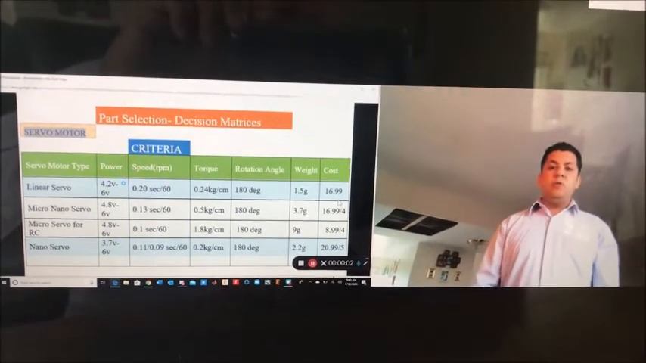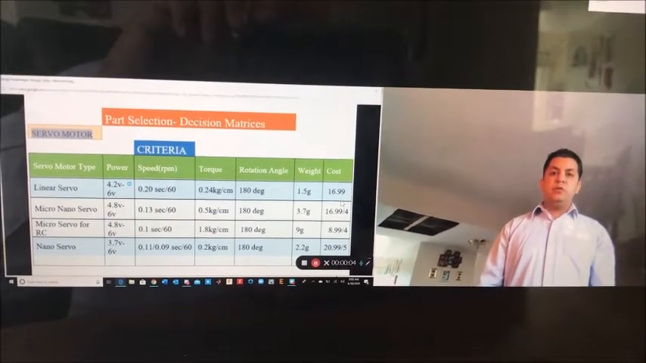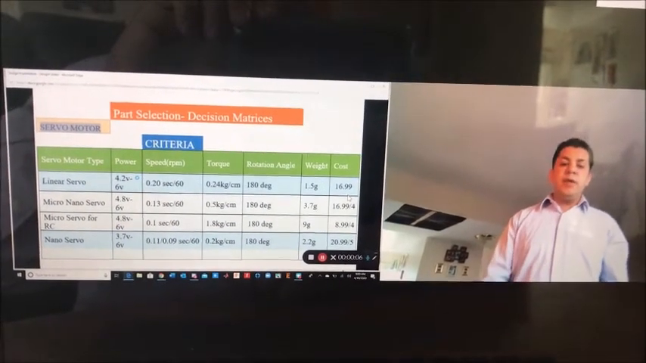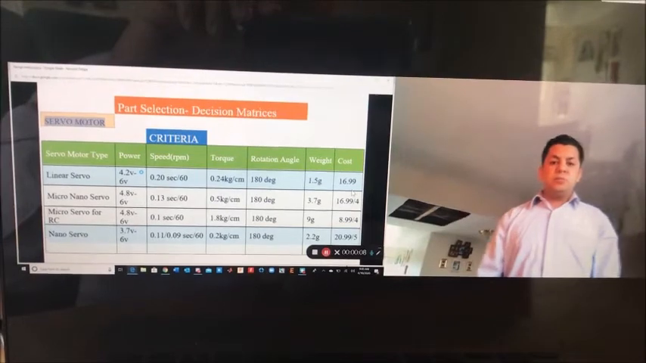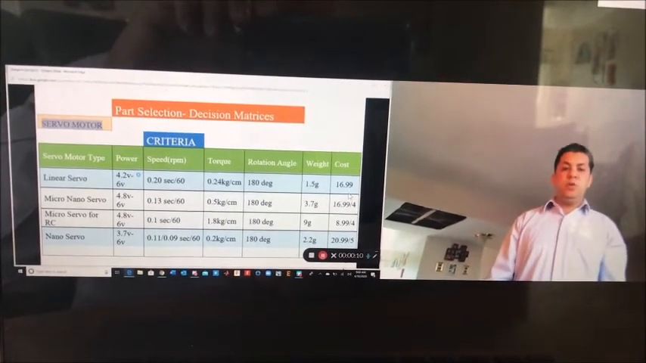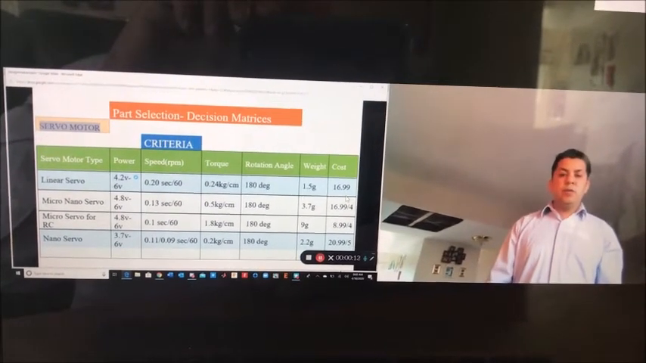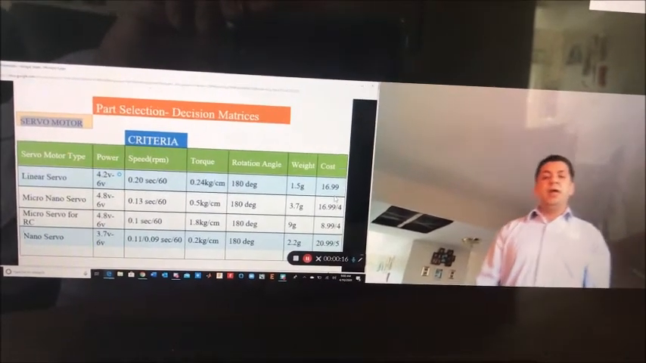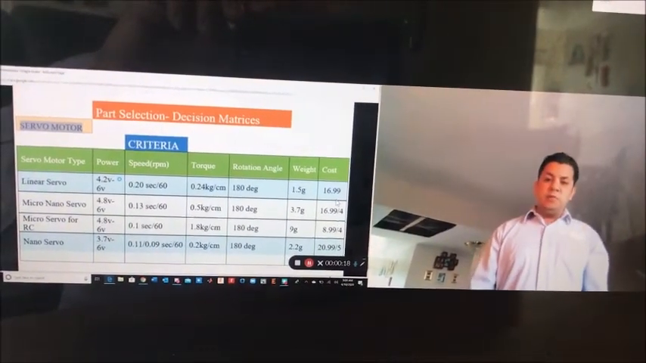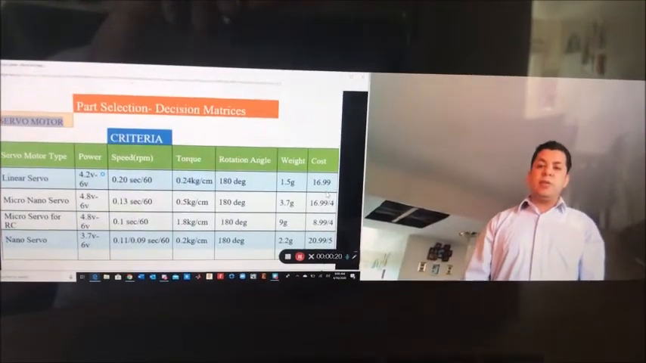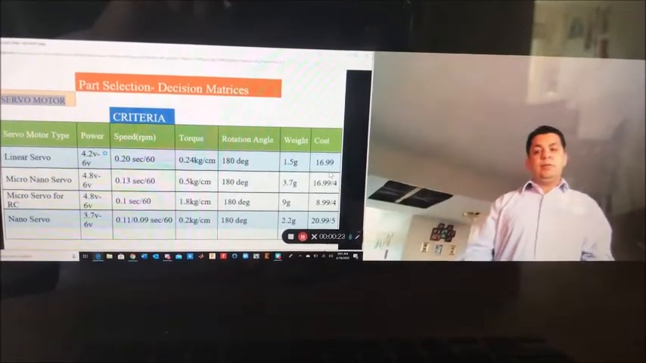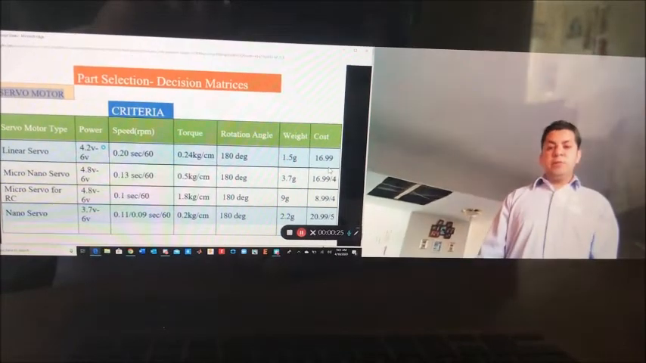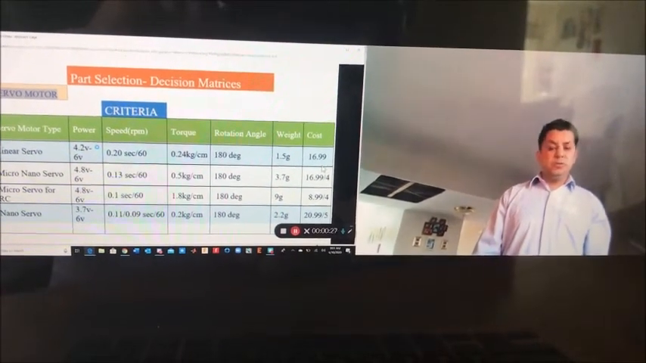Hi, this is Romani. I will be doing the part selection conversion chart. First slide here, we have the servo motor conversion chart. We are using the second one in the chart, micro nano servo, 180-degree rotational angle, 3.7 gram. We bought this one in the beginning of the semester because it is precise in movement and it is easy to control over Raspberry Pi or ESP32.